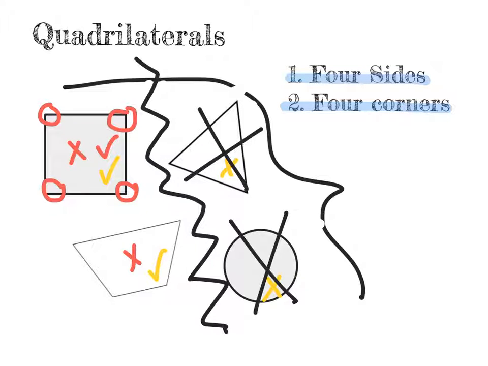Next, let's move on to this shape. This shape has 1, 2, 3, and 4. So it's just as good. So now we see that these 2 shapes are classified under the category of quadrilaterals because they have the 2 key attributes, which are the 4 sides and 4 corners.